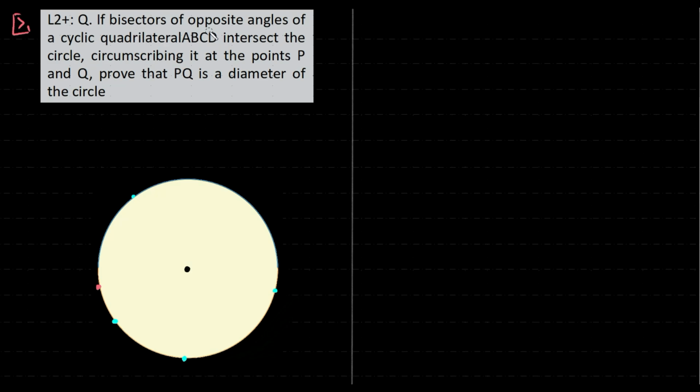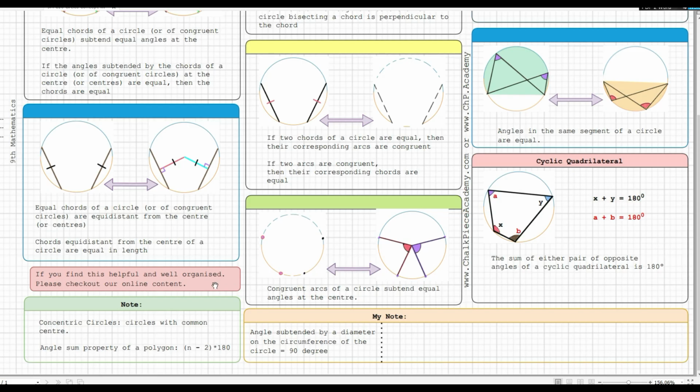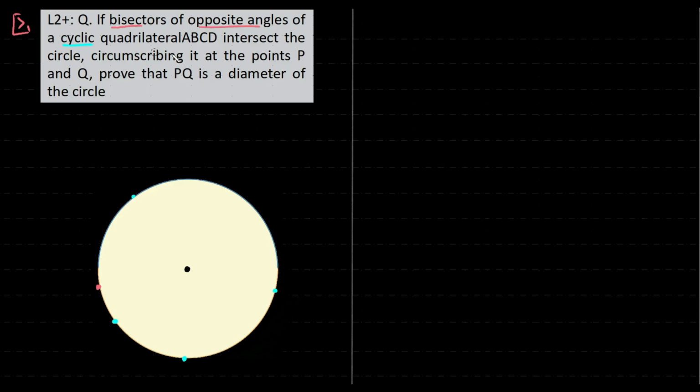If bisectors of opposite angles, so we are looking at angular bisectors of a cyclic quadrilateral. So we have a cyclic quadrilateral. What is the property of a cyclic quadrilateral? Yes, the opposite angles add up to 180 degrees. The bisectors intersect the circle circumscribing it at the points P and Q. Prove that PQ is a diameter of the circle.